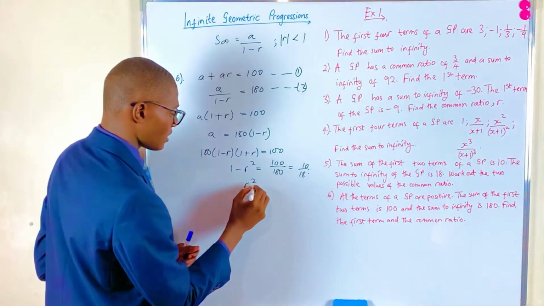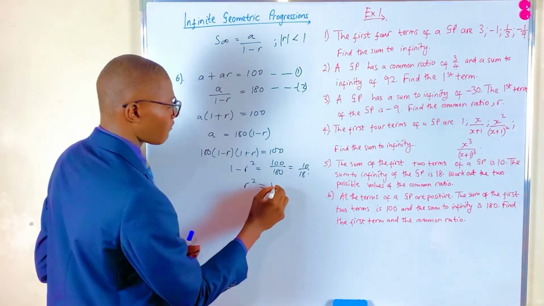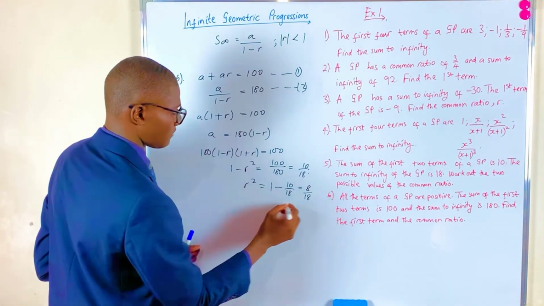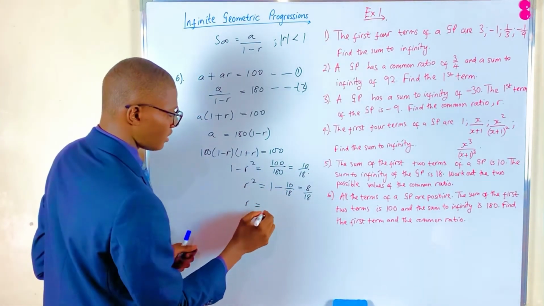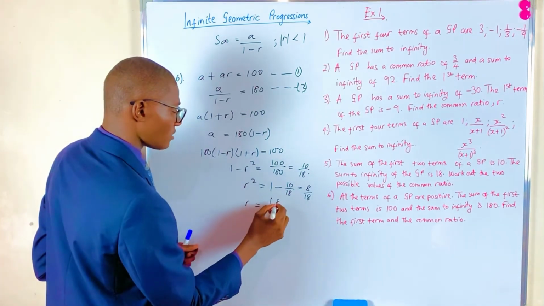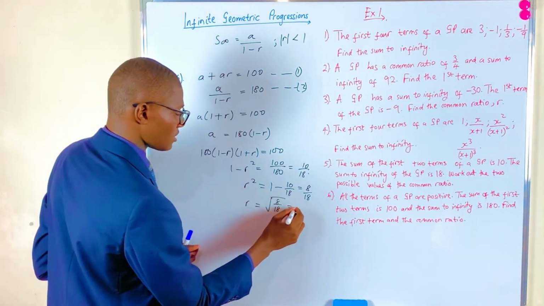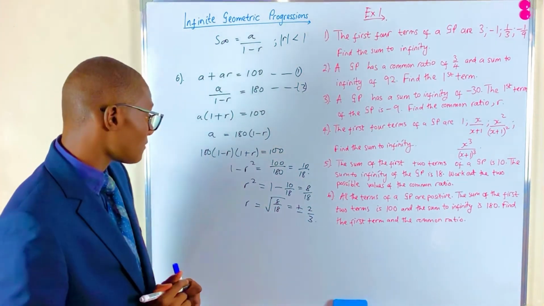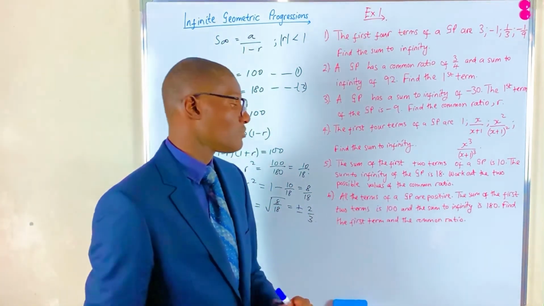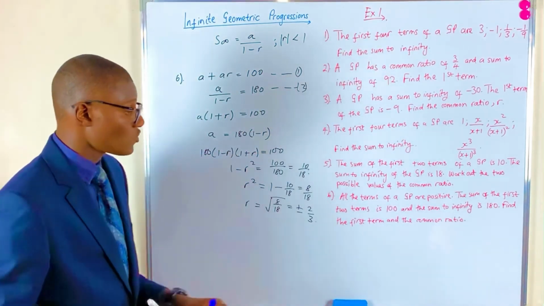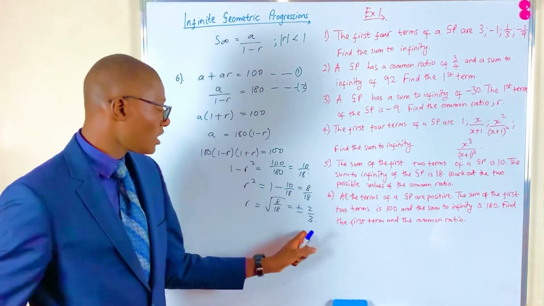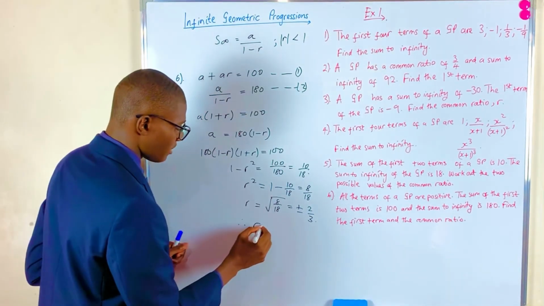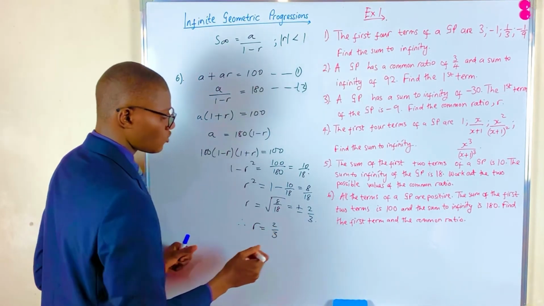Then r squared would be 1 minus 10 over 18 to give us 8 over 18, such that r would be the square root of 8 over 18, which is plus or minus 2 over 3. But now it is highlighted in the question that all terms of a GP are positive, right? So now it definitely means that the common ratio should be positive. So therefore, we are picking the value of r that is 2 over 3.